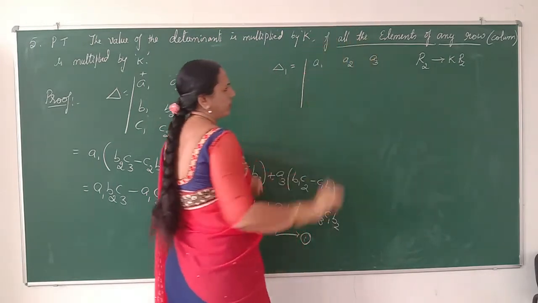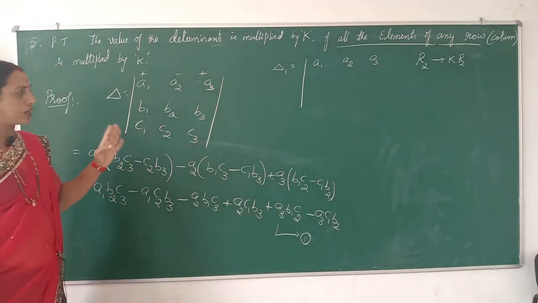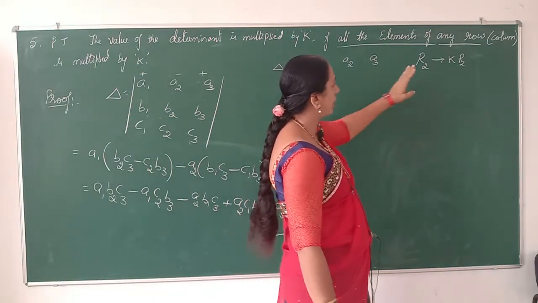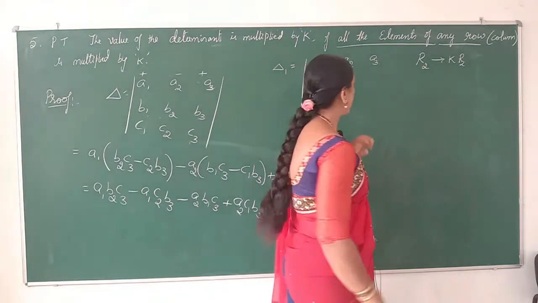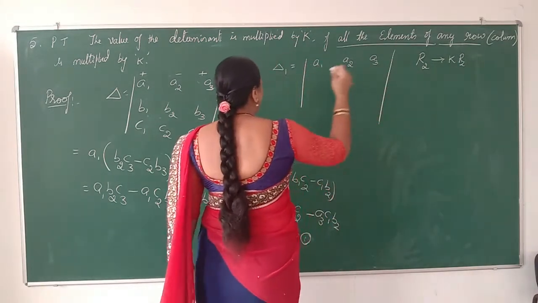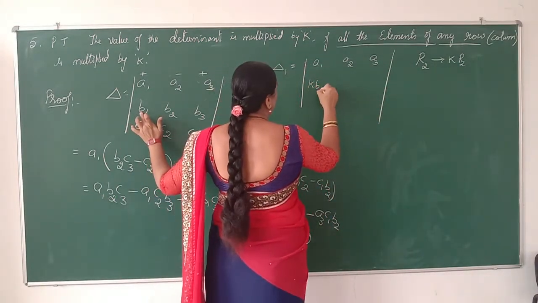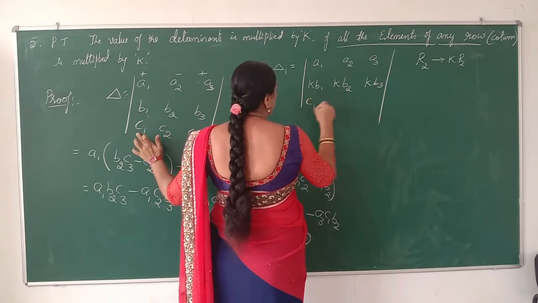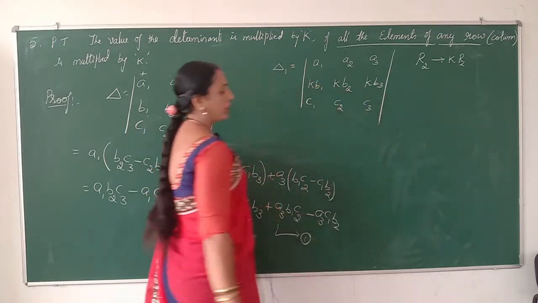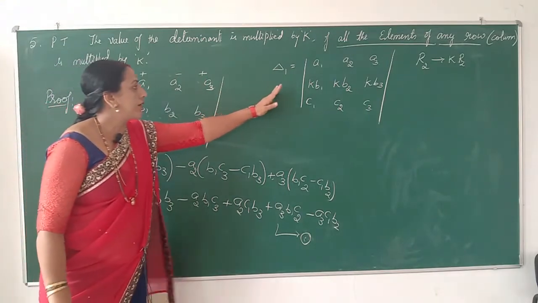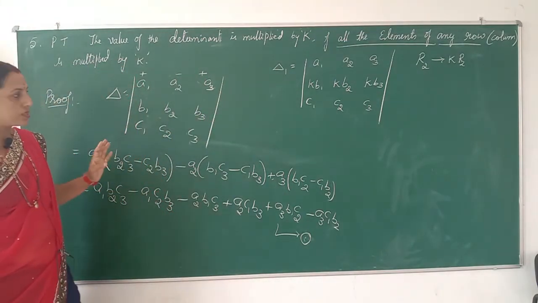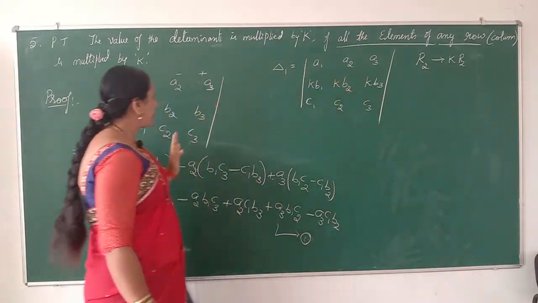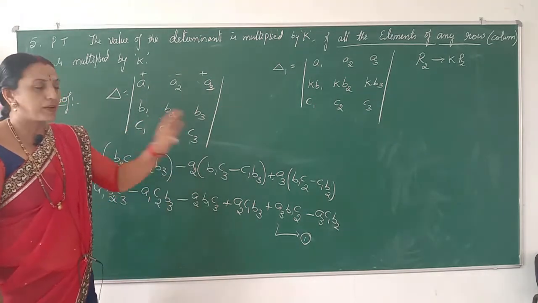We can choose any one of the rows, not particularly R2, either rows or columns: first row, second row, third row, or first column, second column, third column. Any one of the rows or columns we choose is multiplied by some scalar number. After multiplying by k, the elements of R2 are nothing but KB1, KB2, KB3. And the third row is C1, C2, C3. That is called delta 1. Now to prove that delta 1 is nothing but k times delta. So if all the elements of one of the rows are multiplied by k, after simplification and comparing with delta, the whole determinant is multiplied by k.